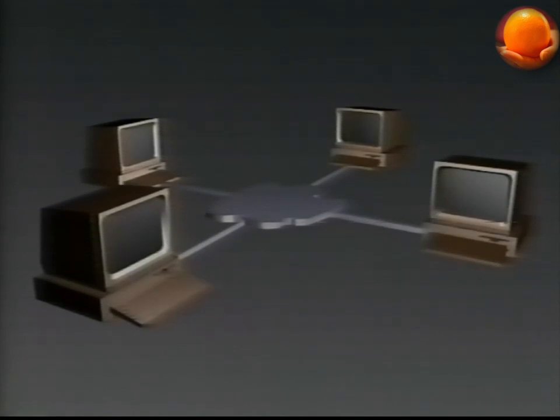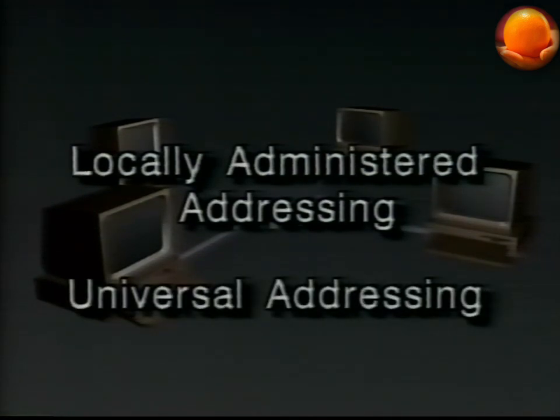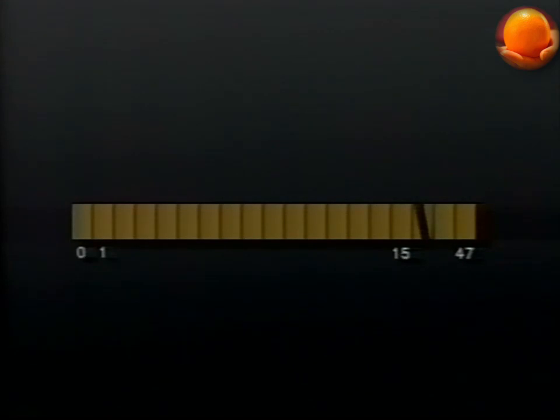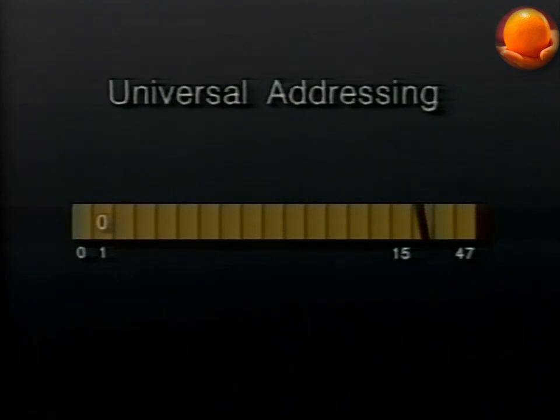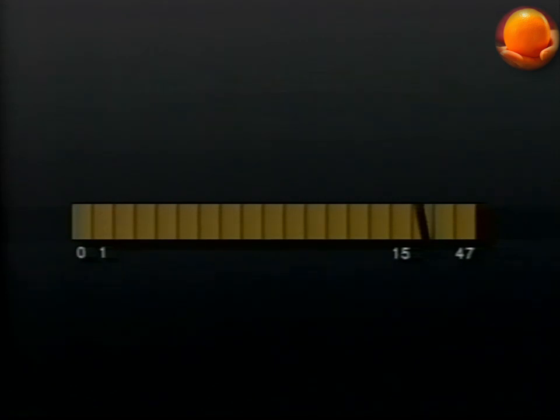IEEE Project 802 has defined 2 forms of addressing: locally administered addressing and universal addressing. All 16-bit addresses are locally administered. For 48-bit addressing, if the second bit is 0, addressing is universal. If the second bit is 1, addressing is locally administered. When locally administered addressing is used, it is the responsibility of the organization installing the network to assign a unique address to each network device.